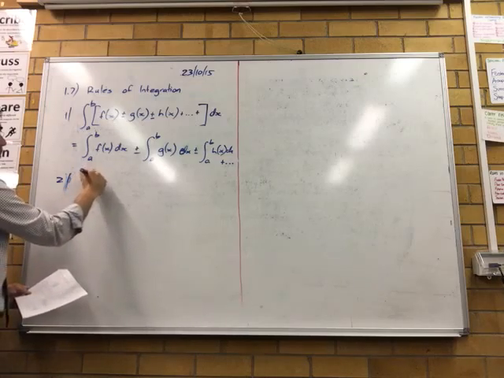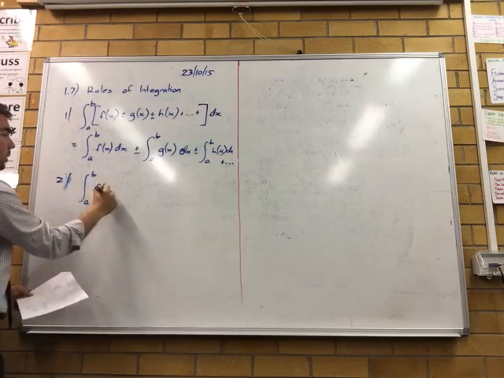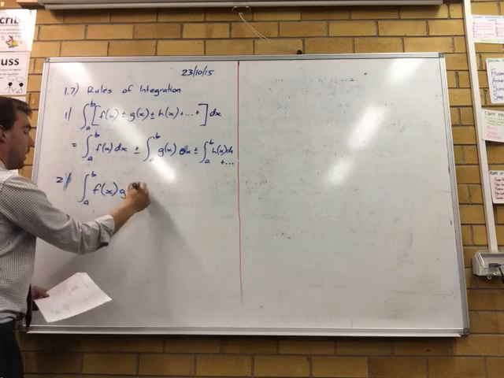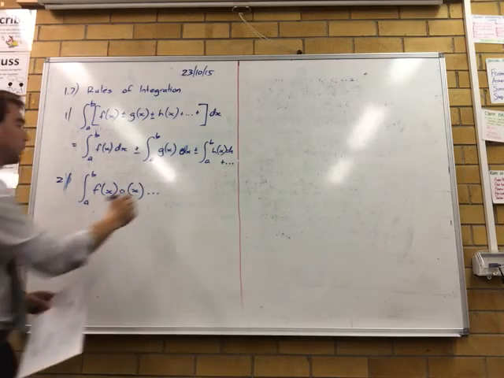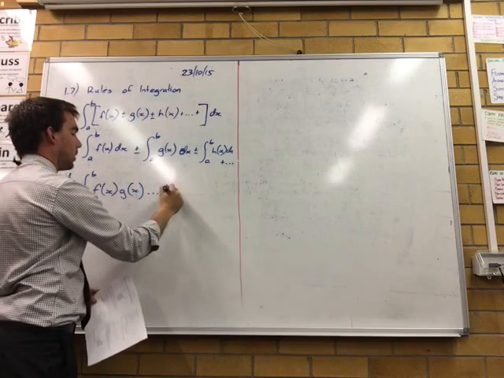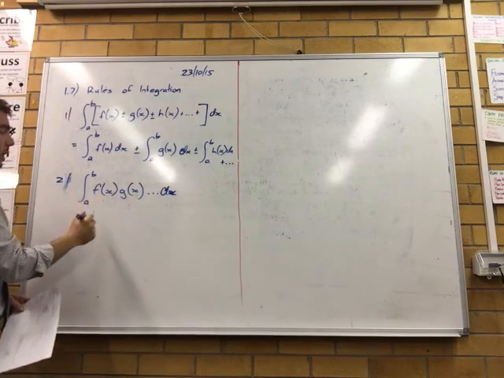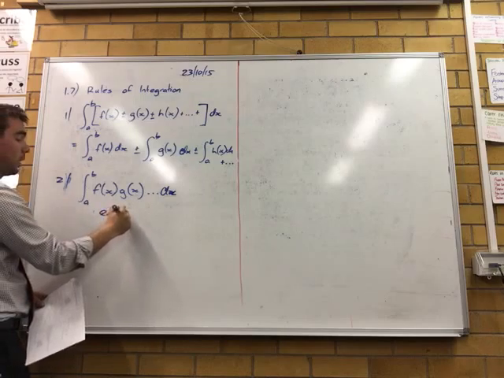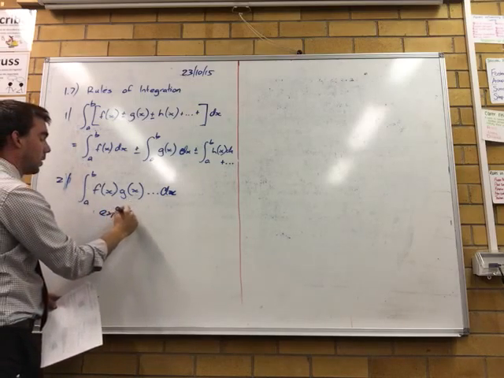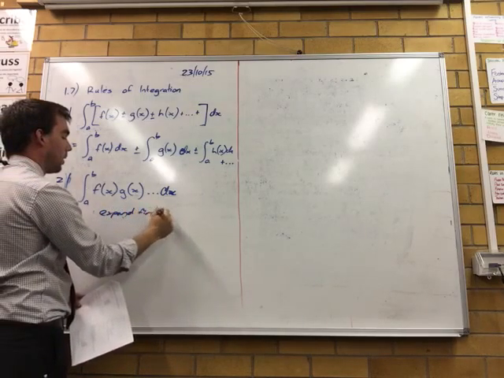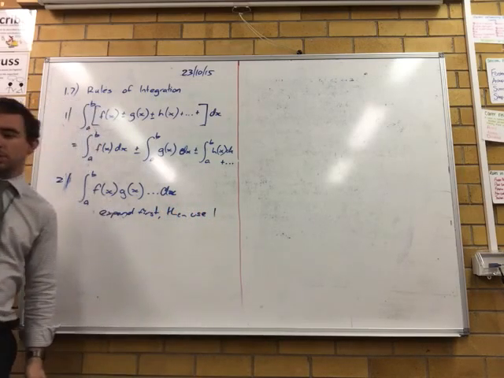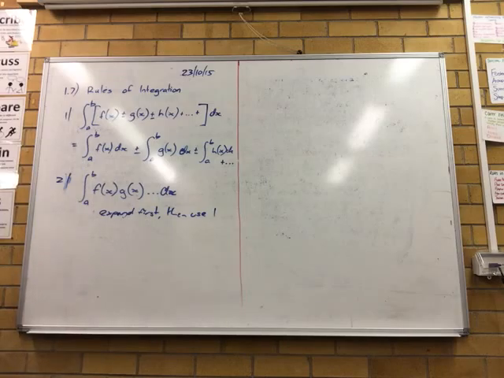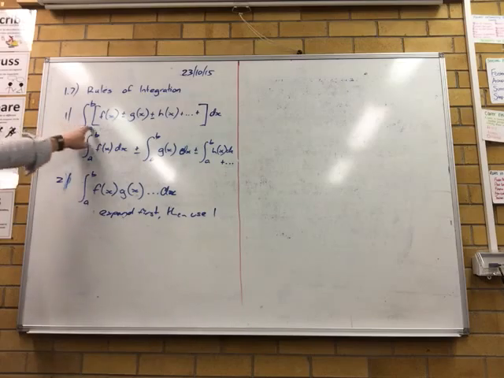We're integrating from b to a of f of x, g of x, and so forth, so we're multiplying, okay, with respect to dx. What we need to do is expand first, then use the first rule, okay? So use your chapter 2 stuff in your prelim course on your algebra skills, and expand that all out, and then apply that to up here.